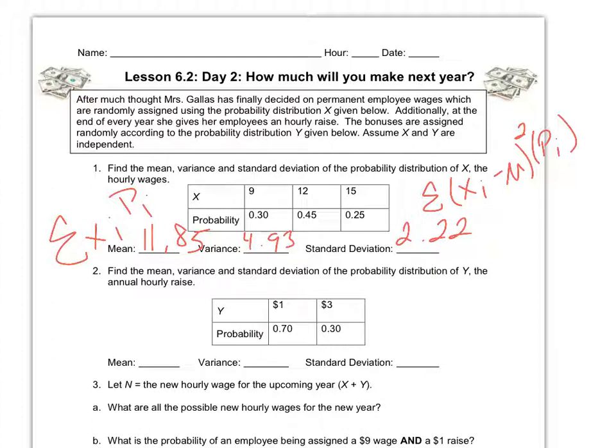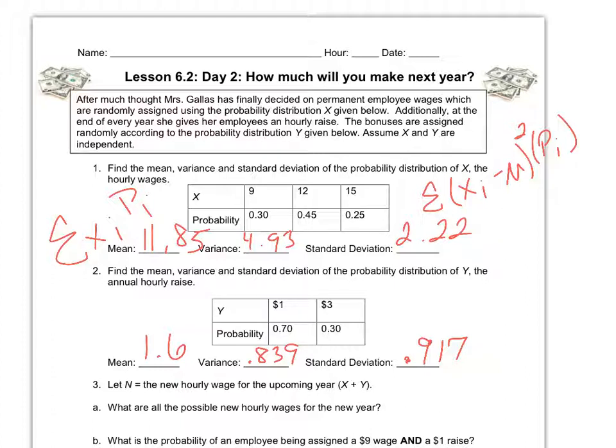So they're asking to do the same thing for the probability distribution of Y for that annual raise. So we've got a mean of 1.6, a variance of 0.839, and a standard deviation of 0.917. Okay, please take a second. Put those into your calculator. Make sure you're getting those same answers.